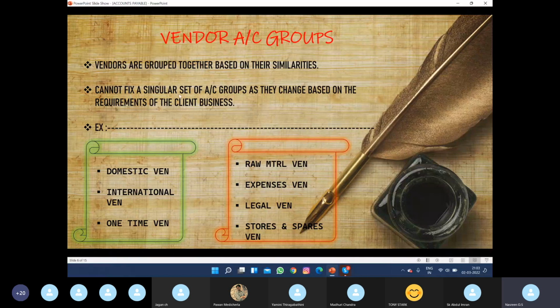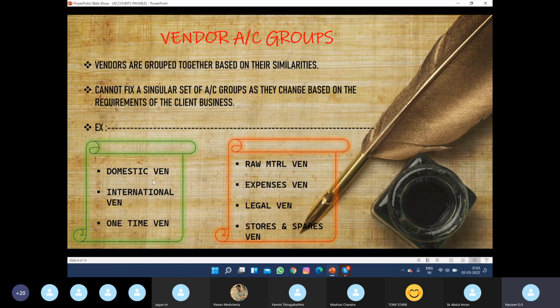We cannot fix a singular set of account groups, as they change based on the requirements of the client's business. We can't say that these are the only vendor groups we have to maintain, because every business is different from one another and has different requirements. As per the client's requirement, we can design the different groups that the client is demanding. So, these can be of any type.